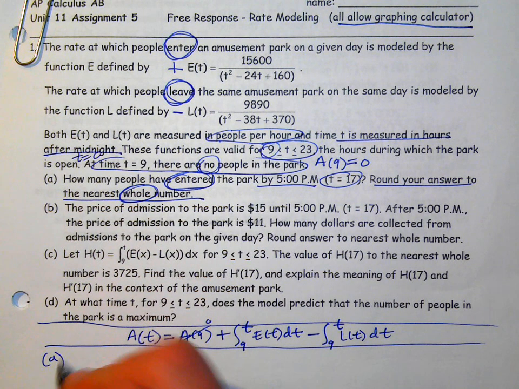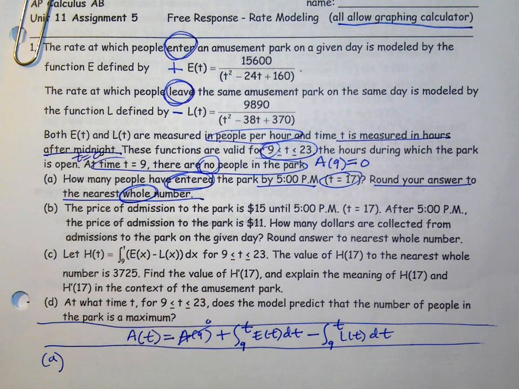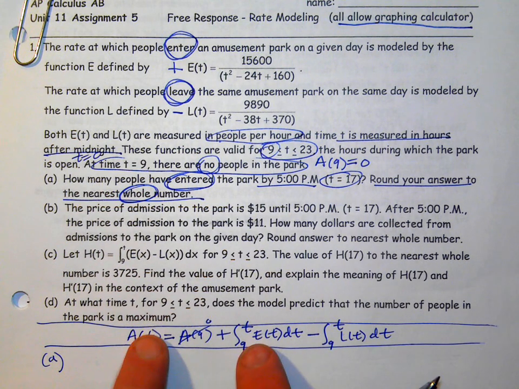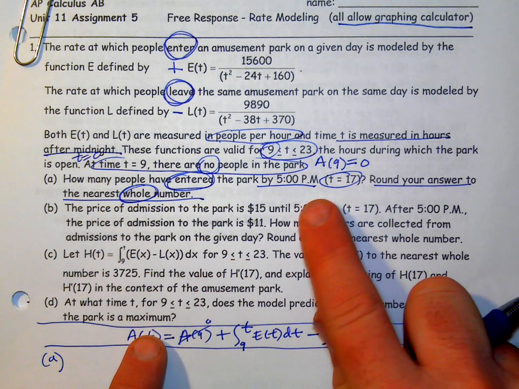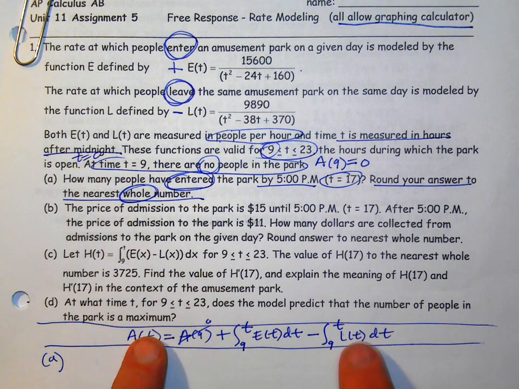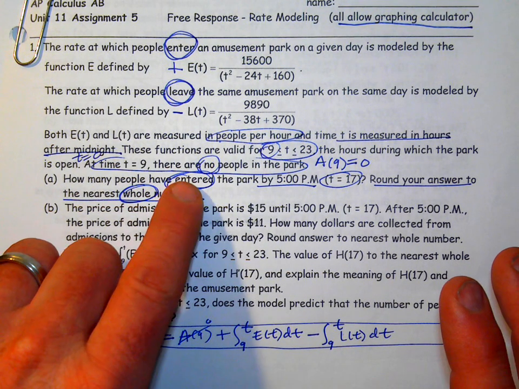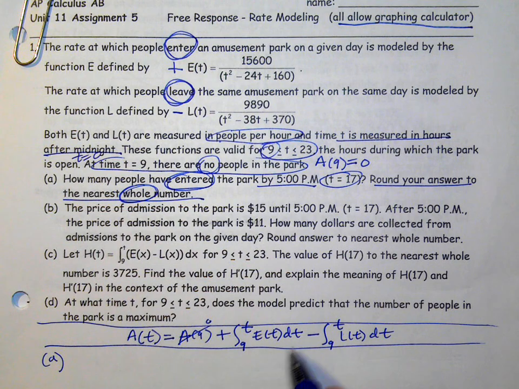Now, we're going to often use parts of it or just do different things. It says how many people entered. It doesn't say how many people are in the park. If you plugged in 5 p.m., hour 17, you got to convert p.m. to 24 hours. If you plug that in, that'd give you the amount of people in the park at 5 p.m. It just said how many people have entered the park by 5 p.m. So that's just this entering part.